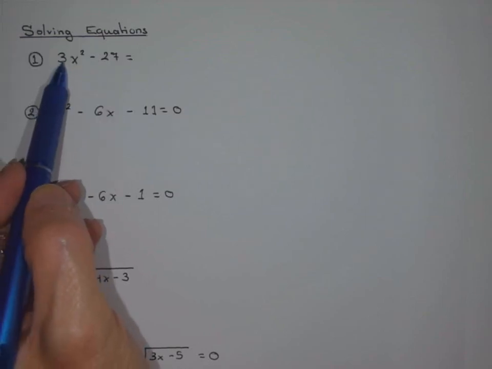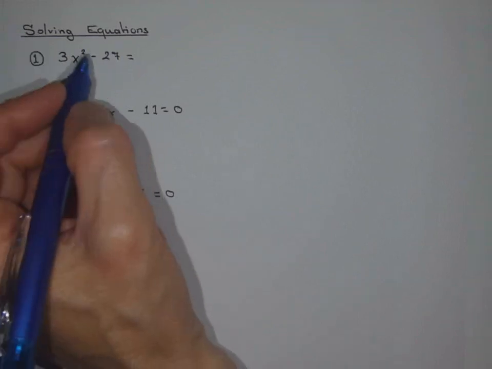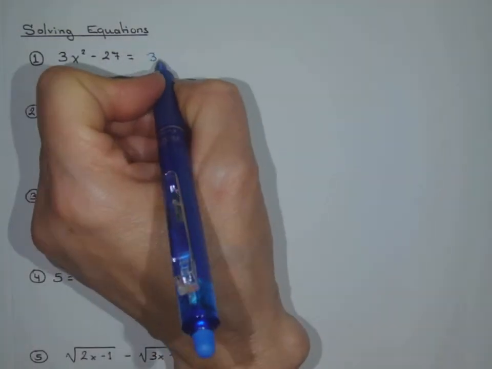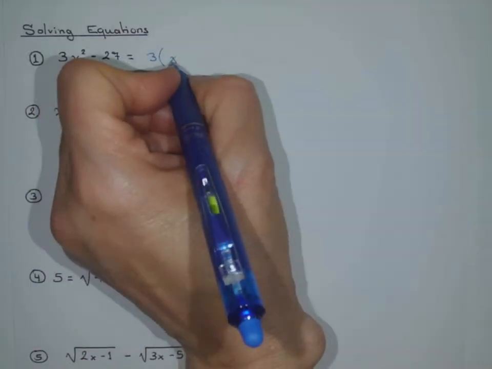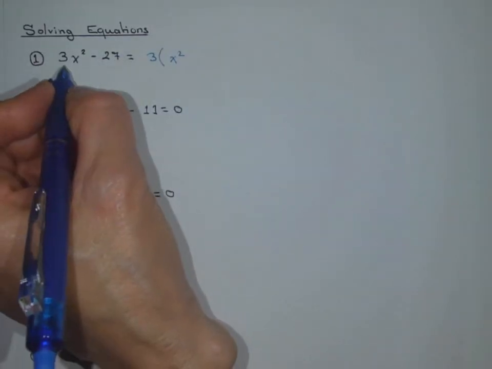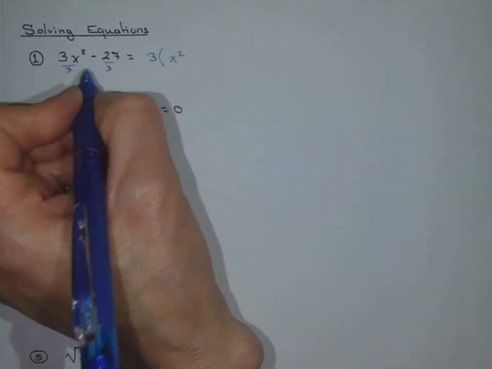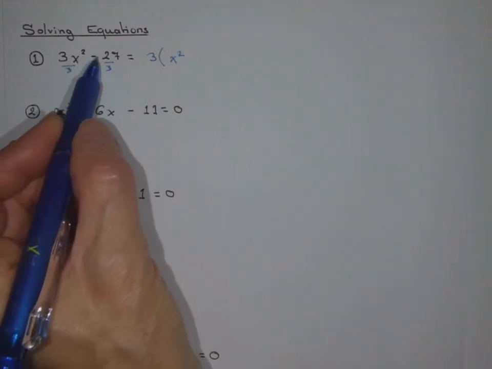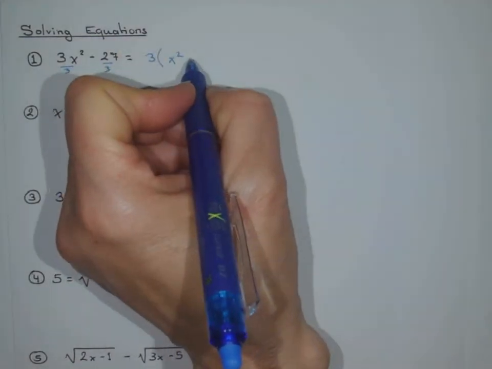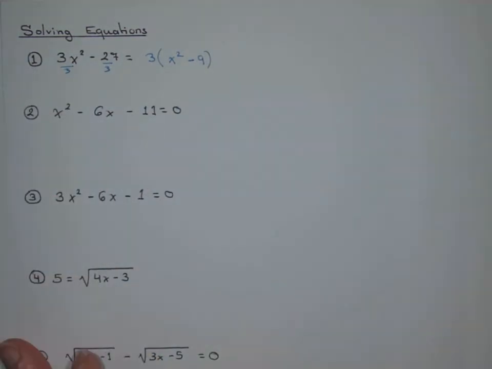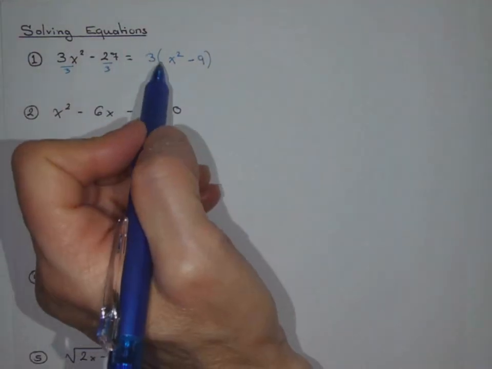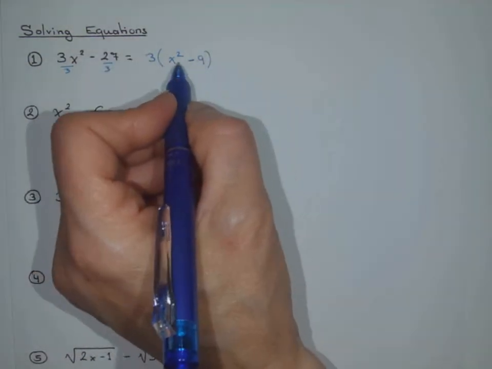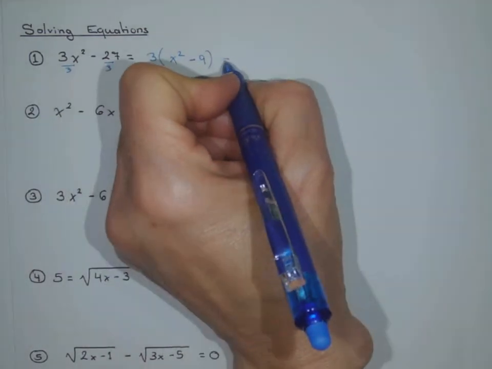I have at least a factor of 3 here and here. So if I factor out a 3, I will be left with x squared, right? Factoring out is a division, so you divide that by 3 and that by 3. So you're left with x squared minus 9. And at this point, I'm looking at this and I say, oh, that's a difference of perfect squares, so that could be factored one more time.